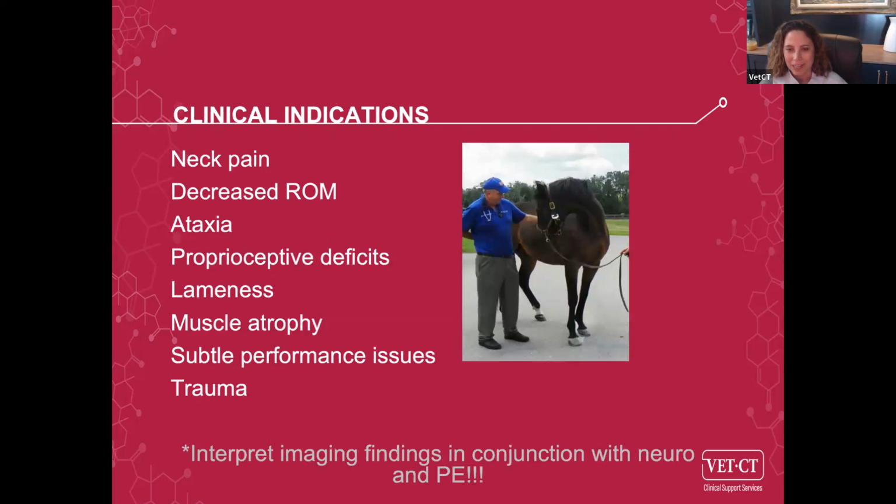So clinical indications. Why do we make radiographs of the cervical spine? Some of the more common indications are symptoms like neck pain, decreased range of motion, so trouble bending or resistance to things like neck stretches, or what we call carrot stretches, where you try to encourage the horse to bend their neck, and that seems painful. Ataxia, proprioceptive deficits, lameness, muscle atrophy, the always challenging subtle performance issues, and then certainly trauma.